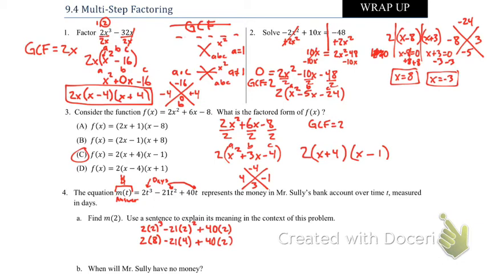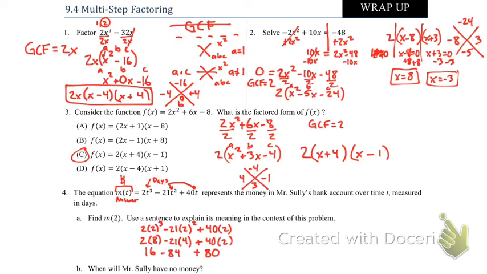Okay? So PEMDAS says we do exponents first because there is no grouping, there's no parentheses, so we move to exponents. Now we're going to do multiplication. Okay? So 2 times 8 is 16. Then we go negative 21 times 4. That's negative 84. Okay, and then we're going to do 40 times 2, which is positive 80.